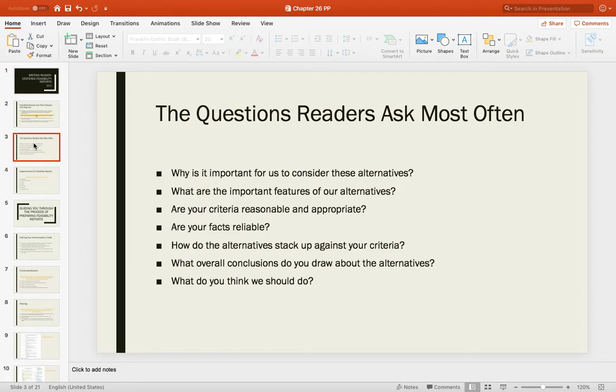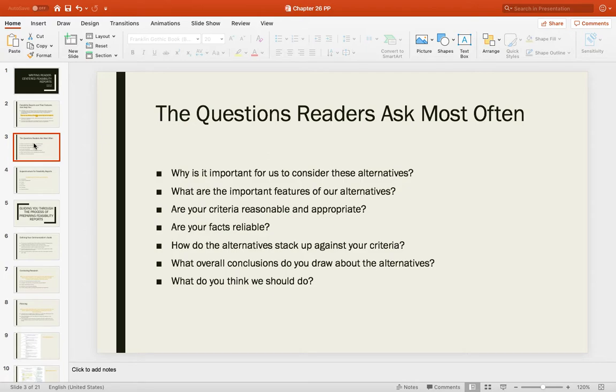The next question is, what are the important features of our alternatives? This is so that they can understand your detailed discussion of the alternatives. Readers want you to highlight the key features of each one. Are your criteria reasonable and appropriate? To help your readers choose between alternative courses of action, you must evaluate the alternatives in terms of specific criteria.